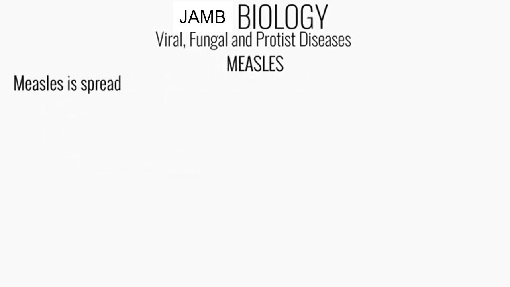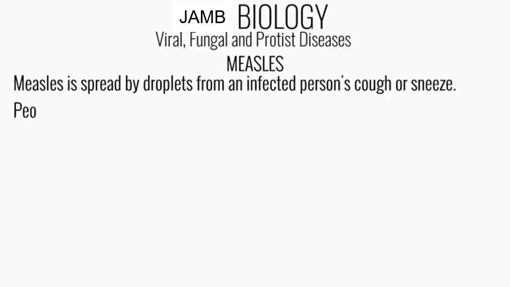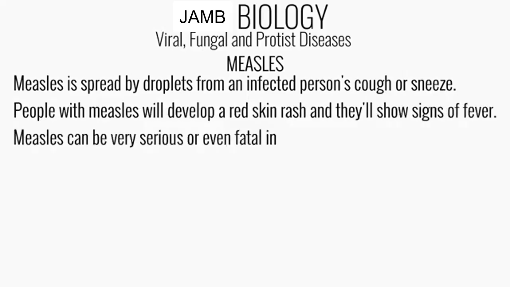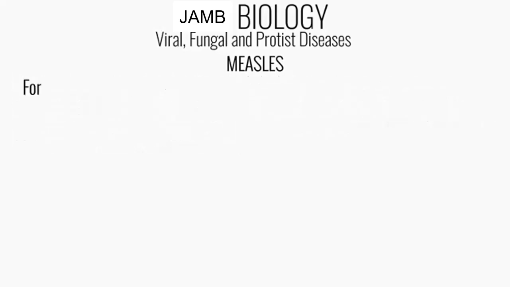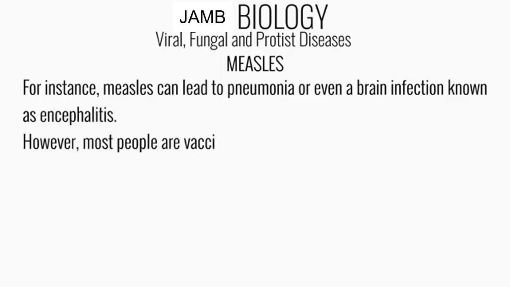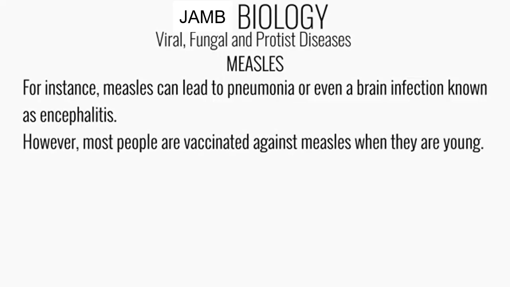Measles is spread by droplets from an infected person's cough or sneeze. People with measles will develop a red skin rash and they will show signs of fever. Measles can be very serious or even fatal in some cases. For instance, measles can lead to pneumonia or even a brain infection known as encephalitis. However, most people are vaccinated against measles when they are young.